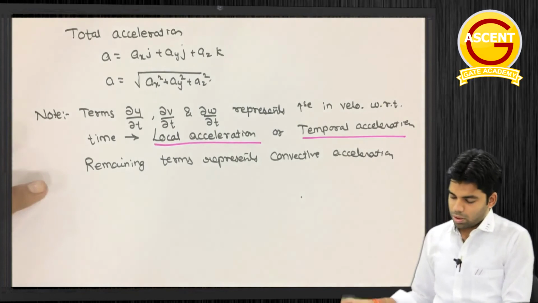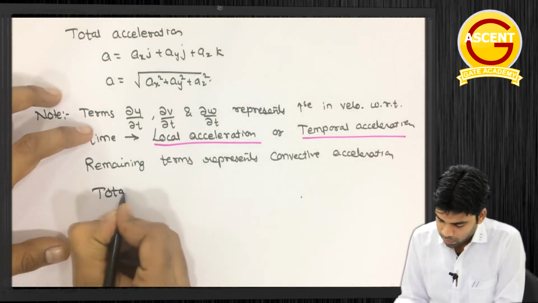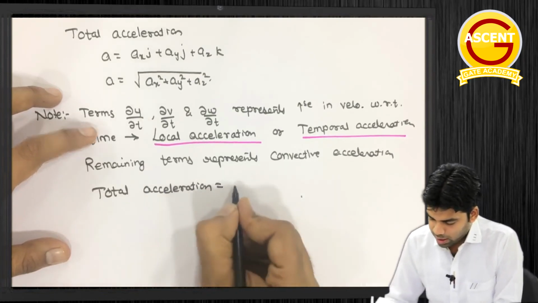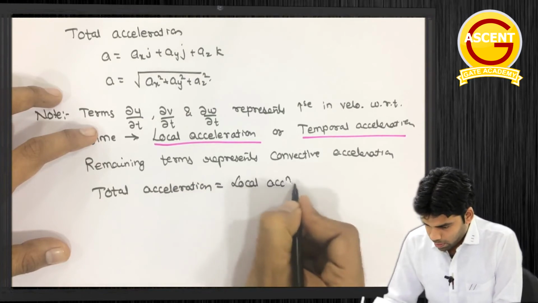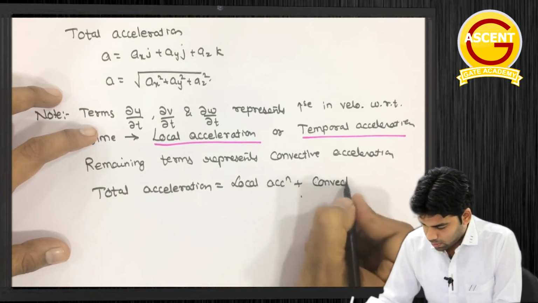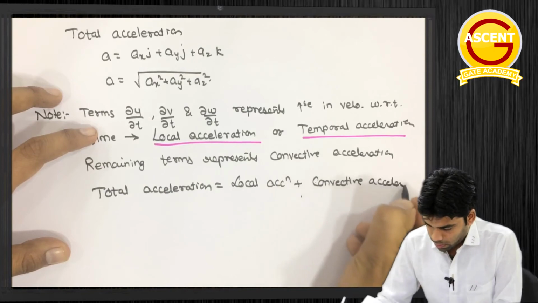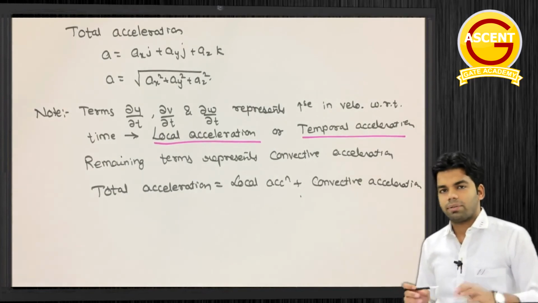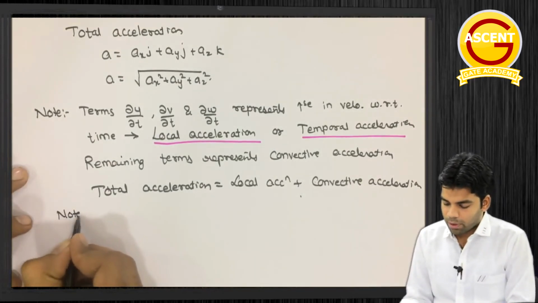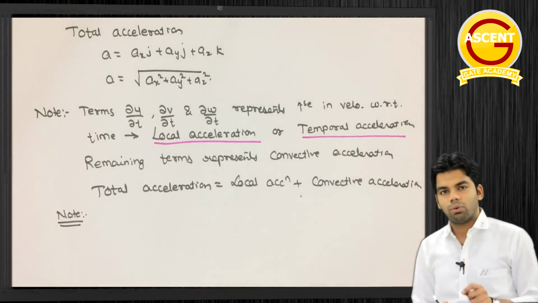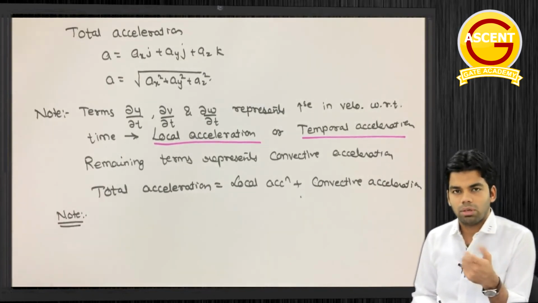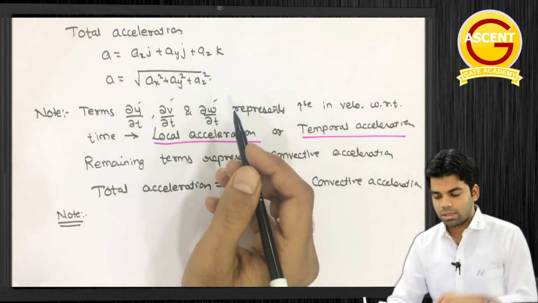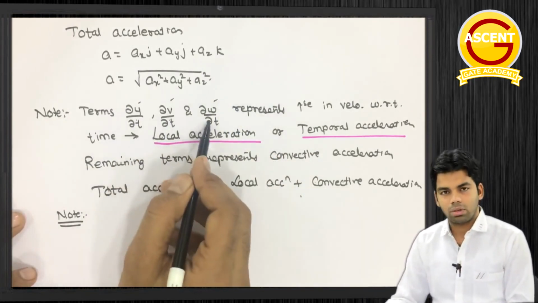Now you can say what total acceleration should be equal to. Total acceleration is equal to local acceleration plus convective acceleration. Now, a very important thing: for steady flow, local acceleration will be equal to 0, that is del U by del T, del V by del T, del W by del T. With respect to time, the velocity is not changing. So, for steady flow, local acceleration is equal to 0.